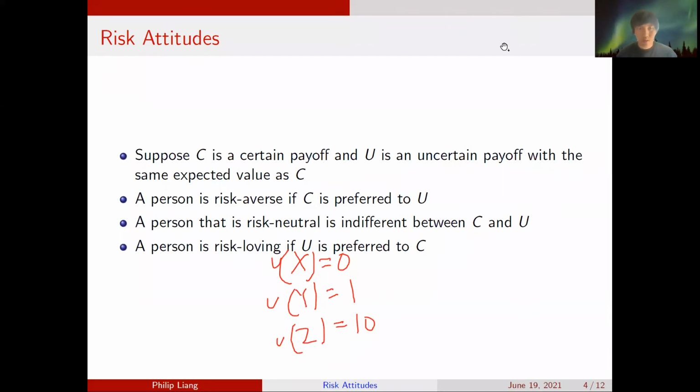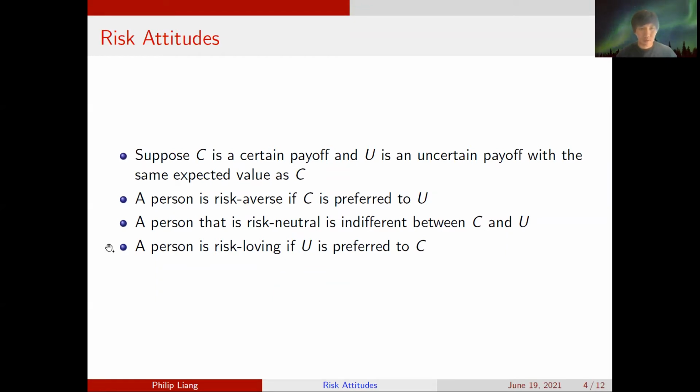All right, so now having described the expected utility function, we can go ahead and define risk attitudes. So we'll think about a certain payoff C and an uncertain payoff U with the same expected value as C. So a person's going to be risk averse if C is preferred to U. So a risk averse person prefers certain to uncertain payoffs, holding expected value constant. A person that's risk neutral is indifferent between C and U. So the attitude towards risk is indifference, holding the expected value constant.